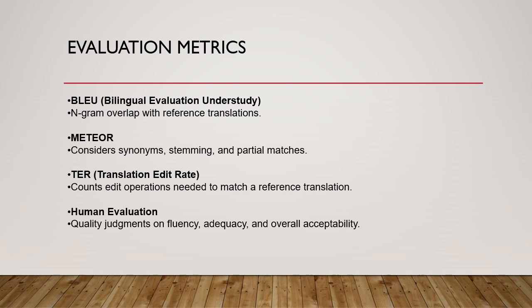Performance evaluation metrics. Translation quality is assessed using various metrics. The first metric is Bilingual Evaluation Understudy, which measures n-gram overlap between machine and human translations. The second metric is Metric for Evaluation of Translation with Explicit Ordering, which considers synonyms, stemming, and word order. Last but not least, Translation Edit Rate, which calculates the number of edits required to correct the machine translation. Despite any of these automated metrics, human evaluation remains the gold standard.